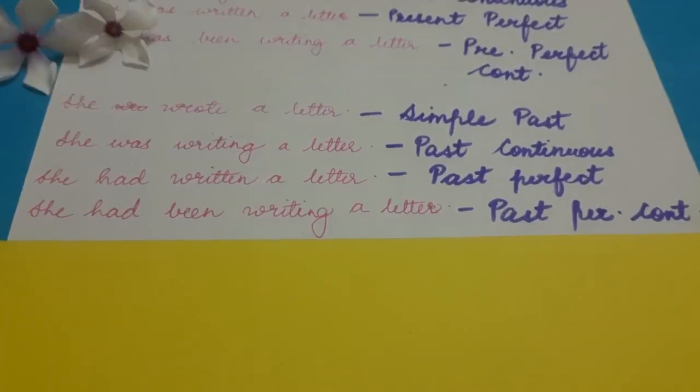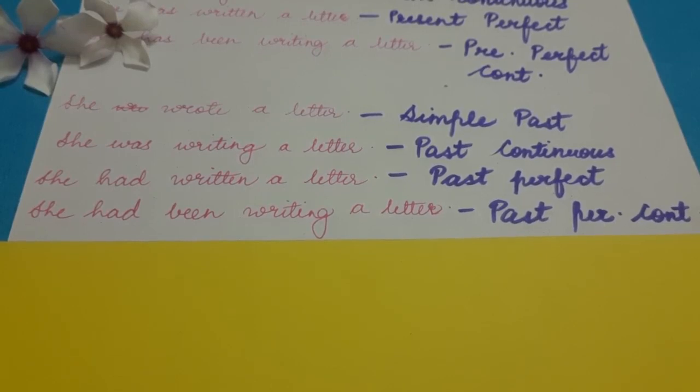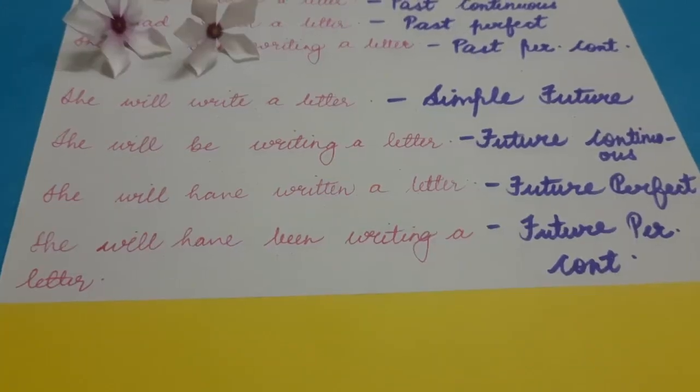Next one: she wrote a letter. She was writing a letter. She had written a letter. She had been writing a letter. So number one is simple past, then past continuous, past perfect, and past perfect continuous. I hope now past is also clear to you. Now you'll be able to distinguish between simple past and past perfect, and also I hope you'll be able to distinguish between past perfect continuous and present perfect continuous.